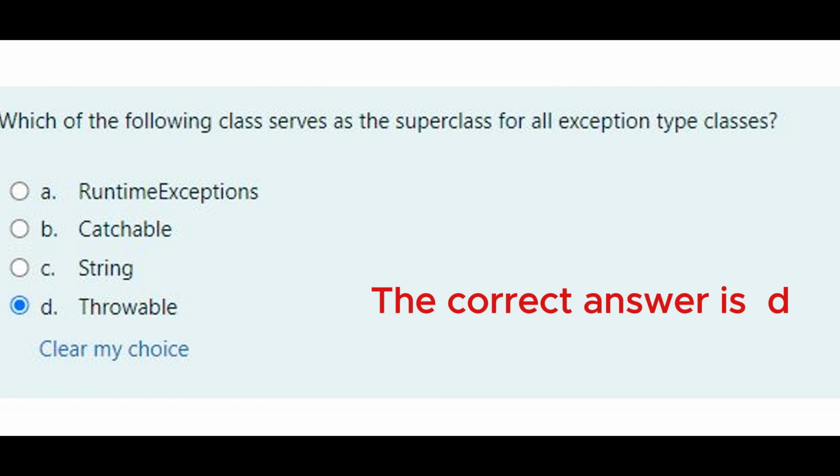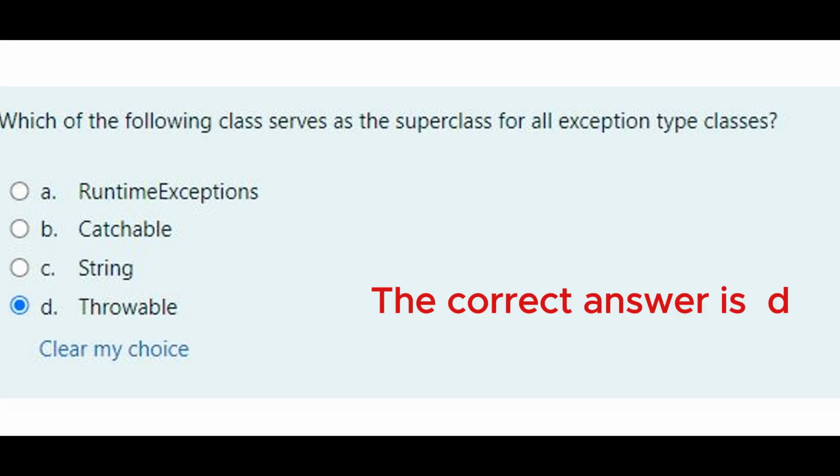Here's the hierarchy. Key points. Throwable is the root class at the top of the exception hierarchy. Only objects that are instances of Throwable, or its subclasses, can be thrown using the throw statement or caught in catch blocks. Throwable has two main direct subclasses, Error and Exception.